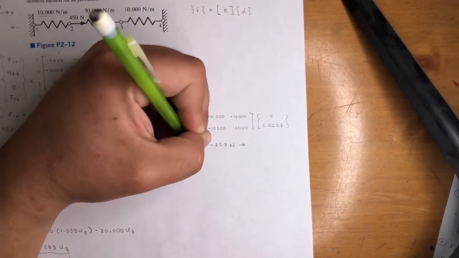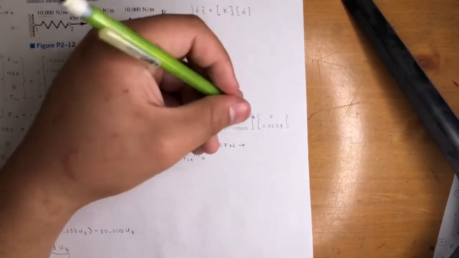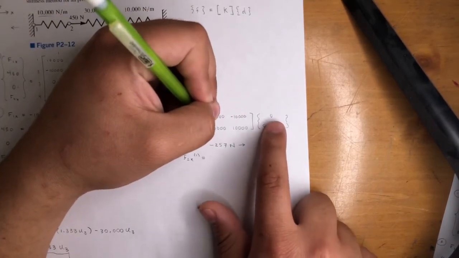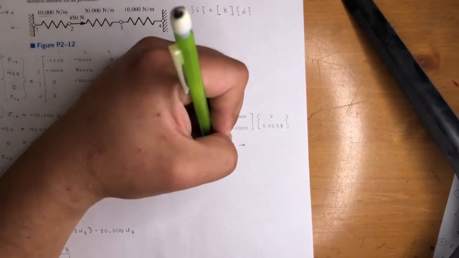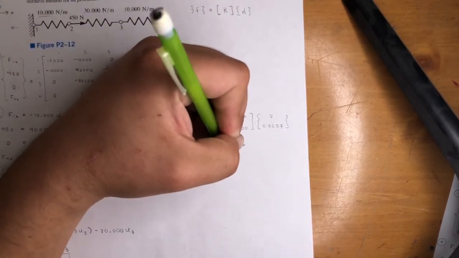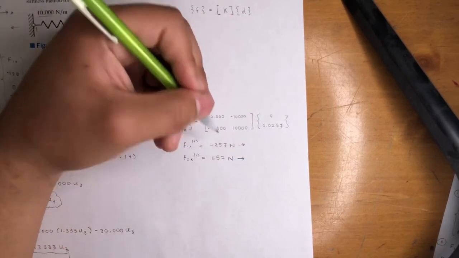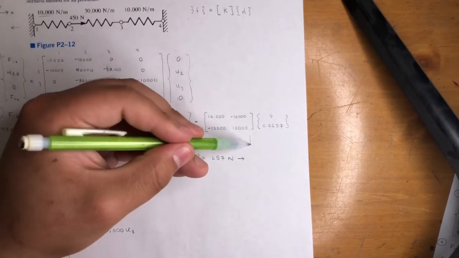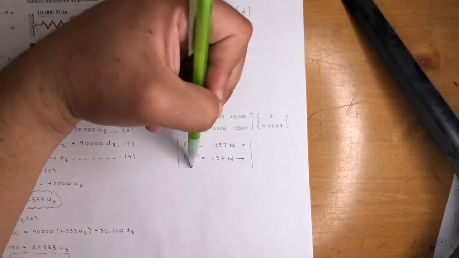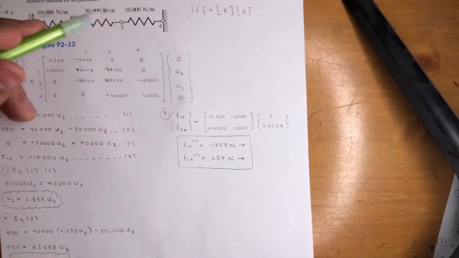F2x of element 1 is equal to positive. Same thing: negative 10,000 times 0 is 0, and 10,000 times this is 257 newtons going this way. All of them will be going this way, assuming you don't switch the sign, just FYI. So that's the first answer for the first element. We have to do this 2 more times, for each spring.